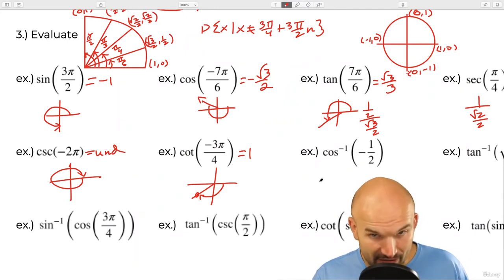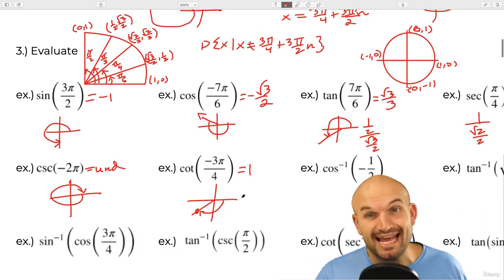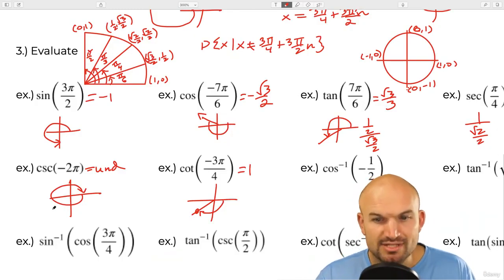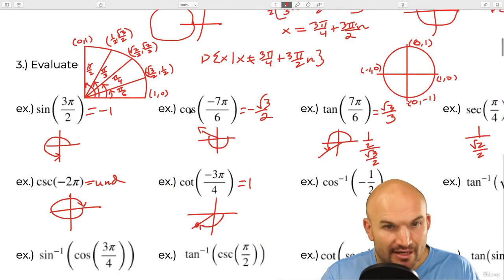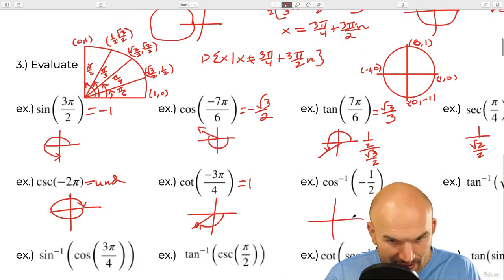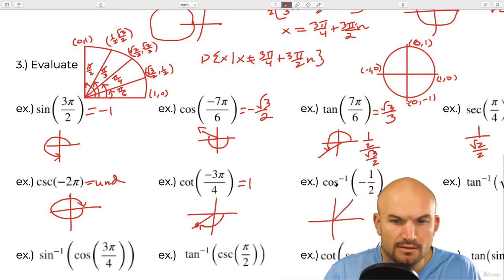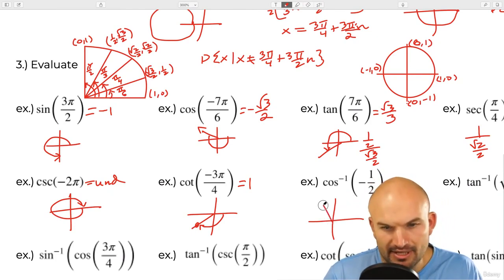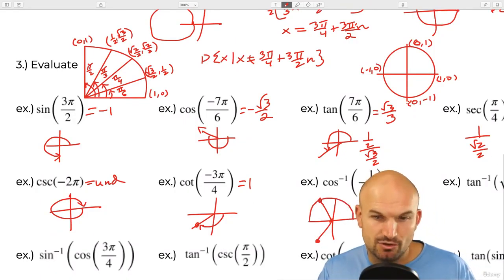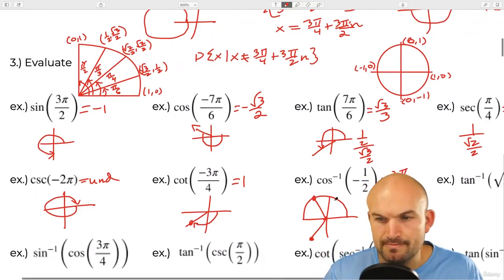Cosine inverse of negative 1/2. So notice now we're not looking for the value on the unit circle, we're looking for the angle. So you can recognize that cosine is equal to negative 1/2. There are two angles where it's equal to negative 1/2, up here and over here. But remember, the restriction for cosine inverse is between 0 and pi. So it's only going to be that angle, which is 2 pi over 3.